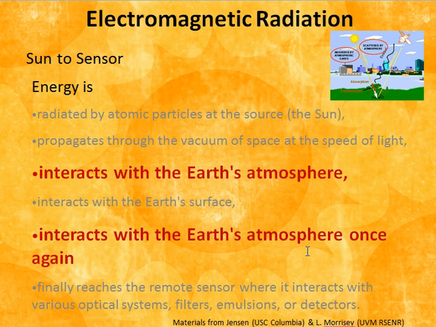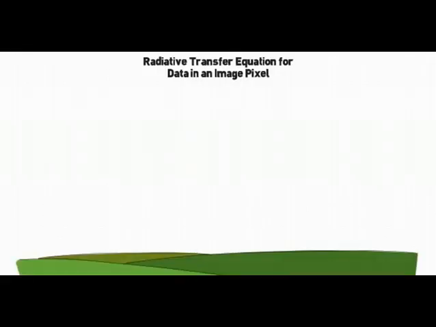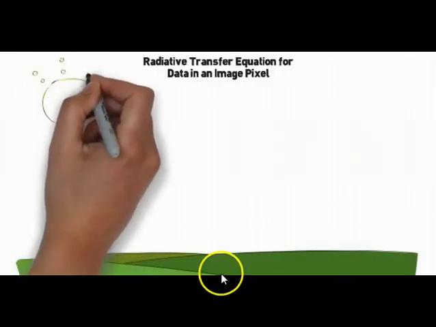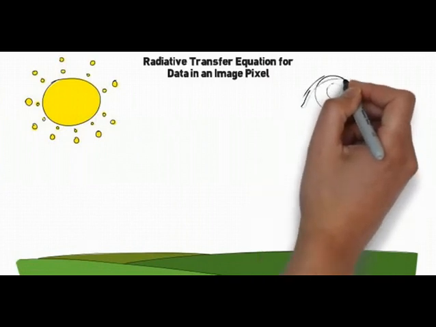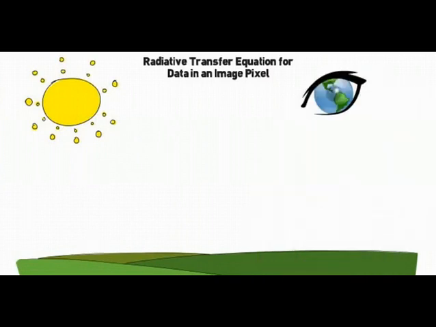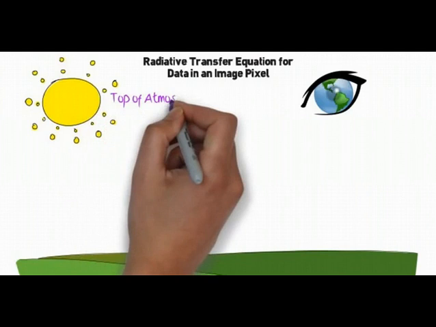But first, let's take a step back. I found a great little video that reviews this whole process. Let's start with some ground surface features. I'm going to use the sun as our source of electromagnetic radiation. We then bring in our eye in the sky, a sensor on either a satellite or airborne platform.